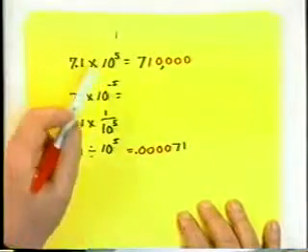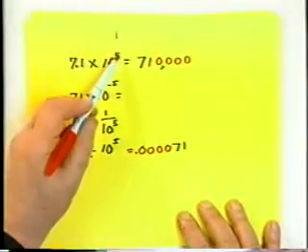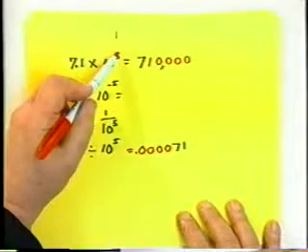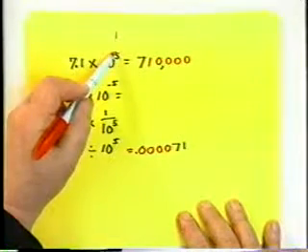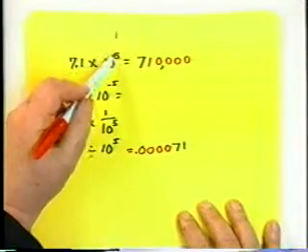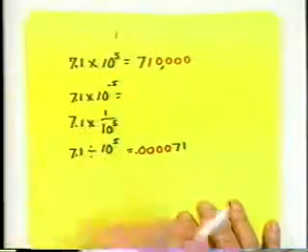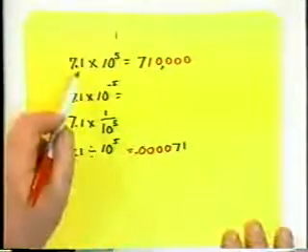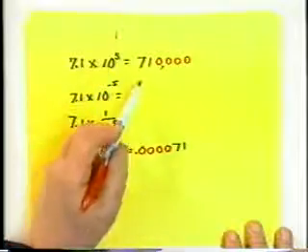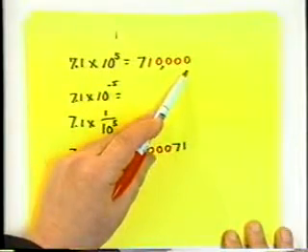710,000. You see, in other words, when you're multiplying by a power of 10, the magnitude of the exponent tells you how many places to move the decimal point. I claim the sign is going to tell you in what direction to move it. See, 7.1 times 10 to the 5th meant move the decimal point 5 places to the right.